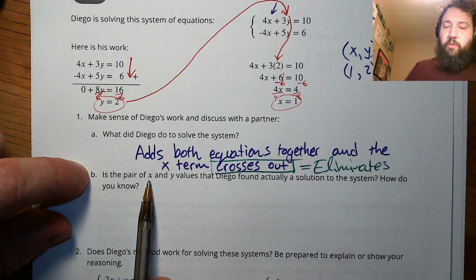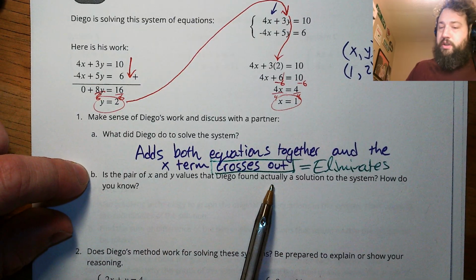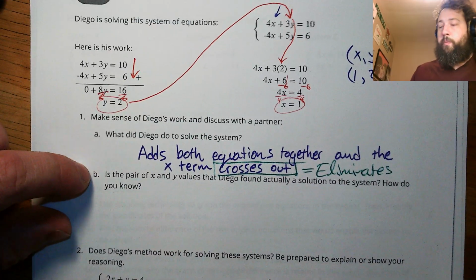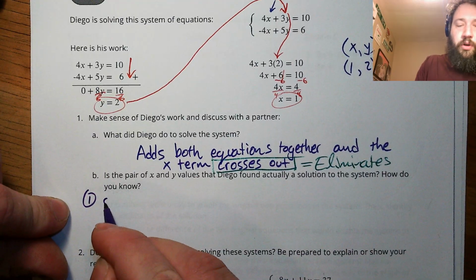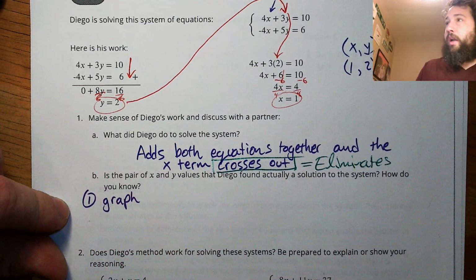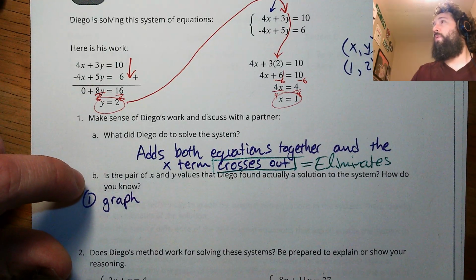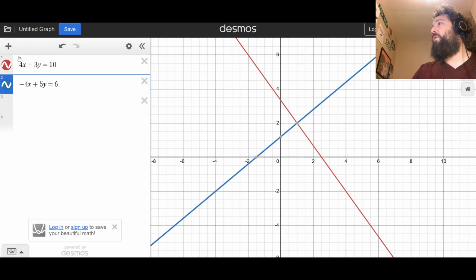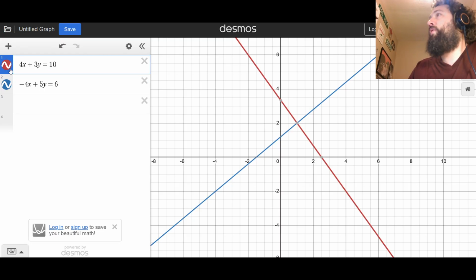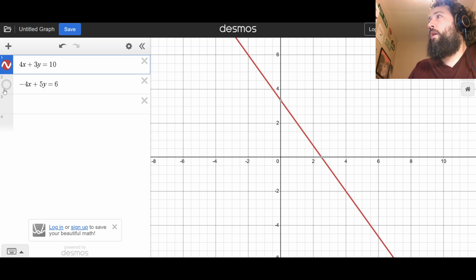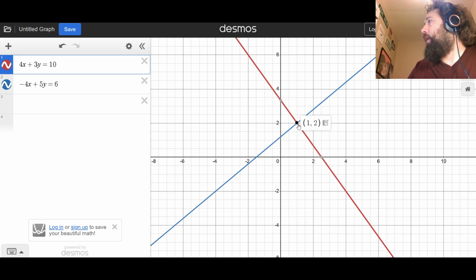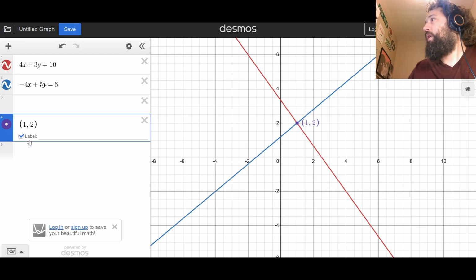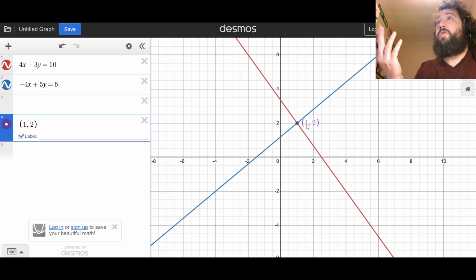Is the pair of x and y values that Diego found actually a solution to the system? How do you know? We could do several things. Thing number 1, we could graph it. And actually, I think I have a graph set up right here. And I have these 2 equations graphed. So the red one here is the 4x, 3y, and the blue one is the 4 and 5. And they touch here at this point. And so that is one of the solutions.